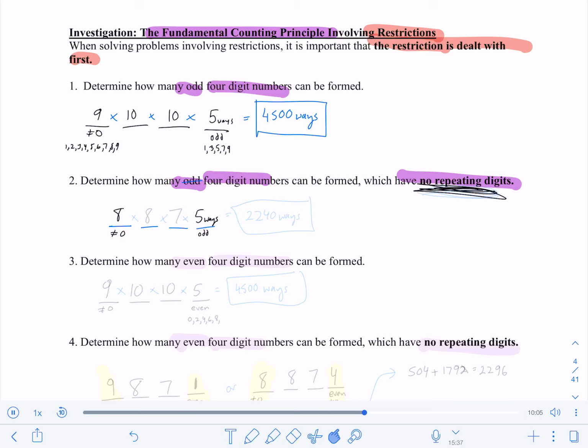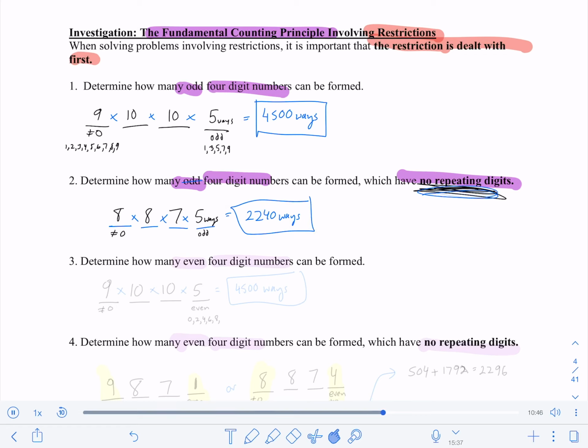Okay, now as I move to the second stage or third stage, I've already used 2 numbers. So I don't have 10 choices possible. I only have 8. And then for my final stage, I've used 3 numbers. And so I only have 7 choices. Okay, now the fundamental counting principle says the same thing as before, that in order to find the total number of ways to do this task, I just simply need to multiply them all together. And so 2,240 ways.